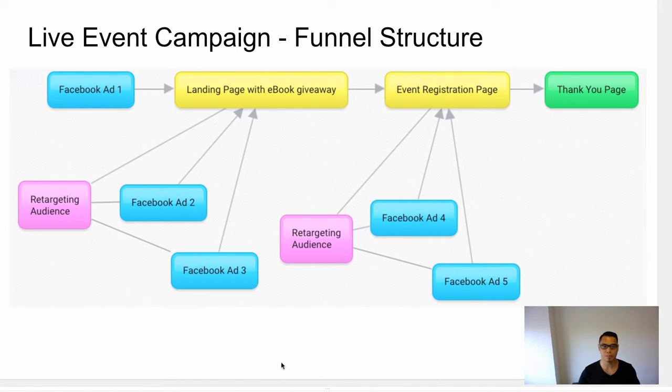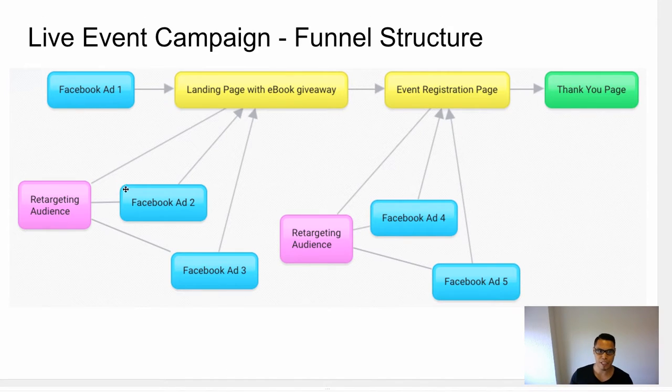Now if we go to the Facebook settings, the way we structure this campaign is, again, I'm talking about behavioral targeting. Coming from the Facebook ads, they go to specific steps in the funnel, and depending on how they behave, depending on which step they took, we follow them with different kinds of ads, a different strategy. And this is what I'm about to show you in this live event campaign funnel structure.